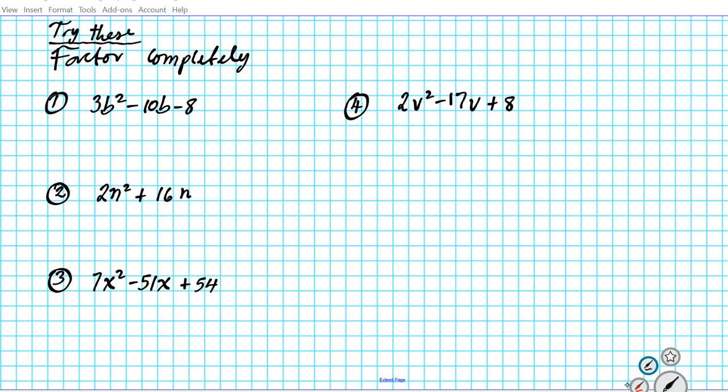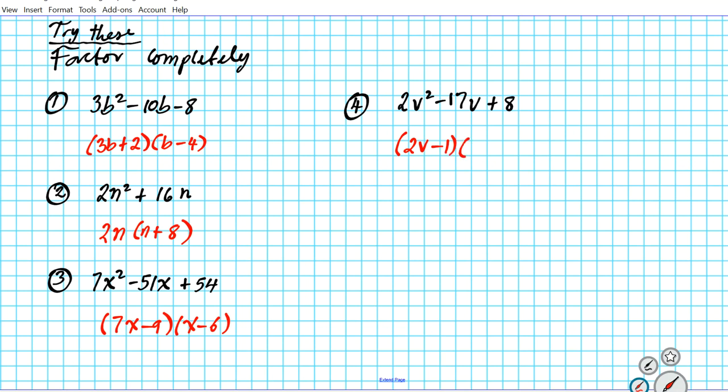Alrighty, welcome back. So hopefully you had a chance to try out the problems. These are the solutions. Question number 1. The factored state is 3b plus 2 times b minus 4. For number 2, the factored state is 2n times quantity n plus 8. For number 3, the factored state is 7x minus 9 times x minus 6. And for number 4, the factored state is 2v minus 1 times v minus 8.